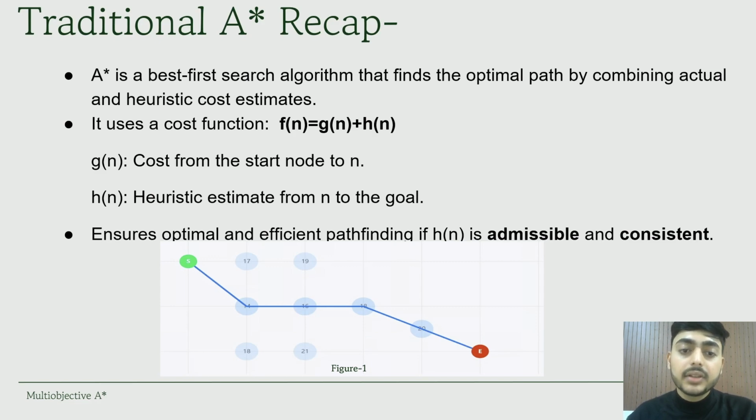If we look at the picture, the blue line represents the optimal path that has been found by the A star algorithm. There were different paths, each having its own cost function, but the optimal path is chosen based on the minimum cost function derived from each of the nodes.